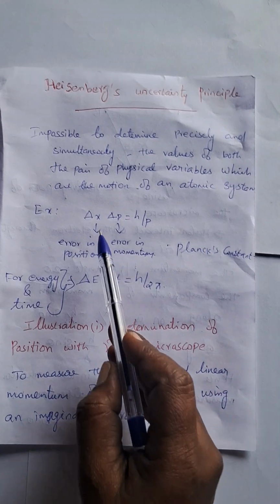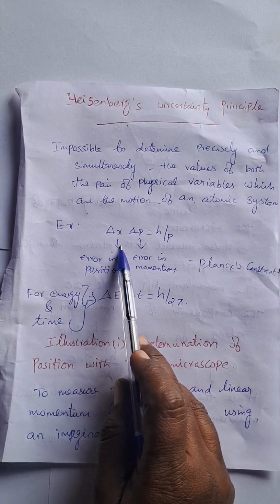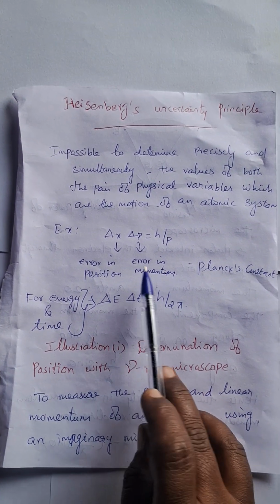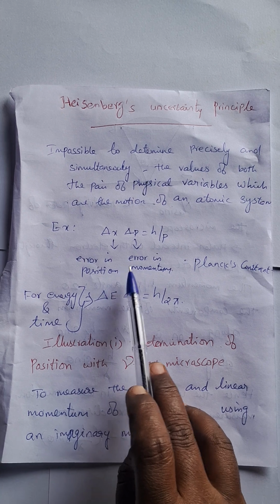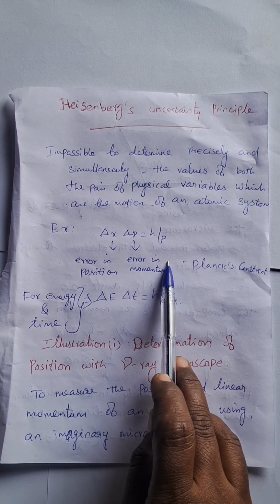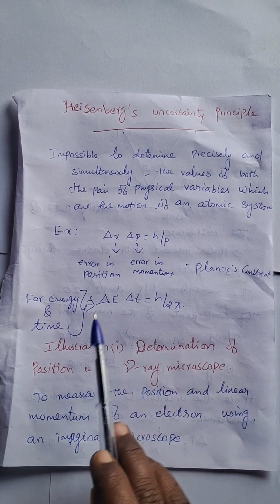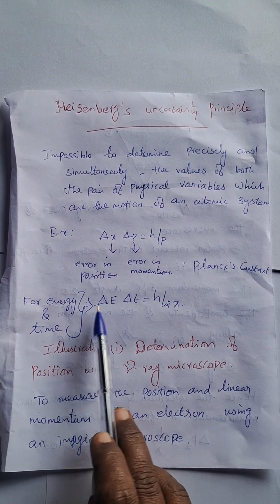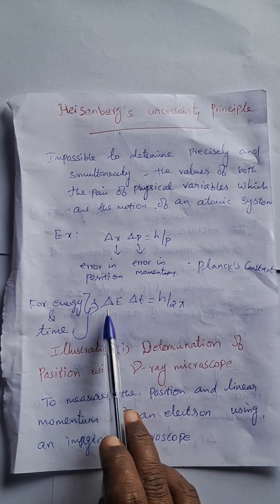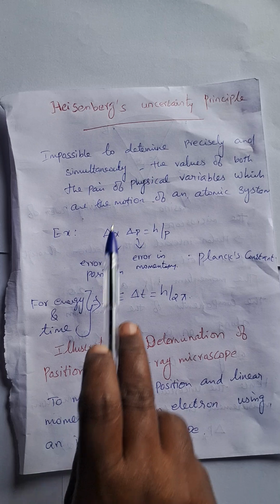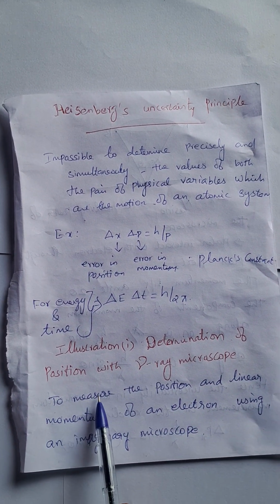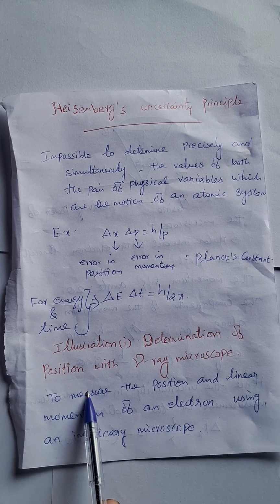Here, del x is the error in position and del p is the error in momentum. If you multiply the error in position and the error in momentum, we get a value nearly equal to Planck's constant. The same theorem is applicable for energy and time. For example, del E del T is approximately h by 2 pi. So both del E del T and del x del p are nearly equivalent to Planck's constant. Then we have two illustrations to explain this Heisenberg uncertainty principle.